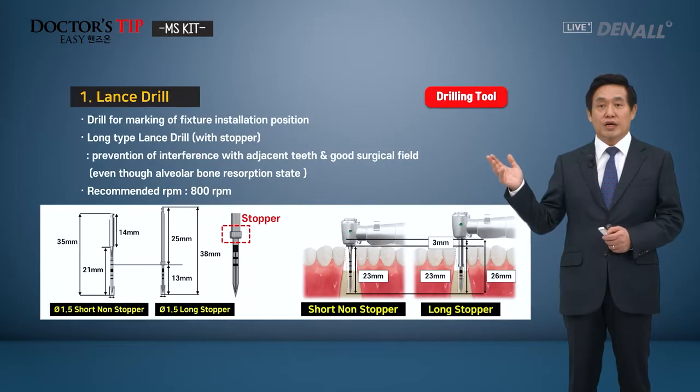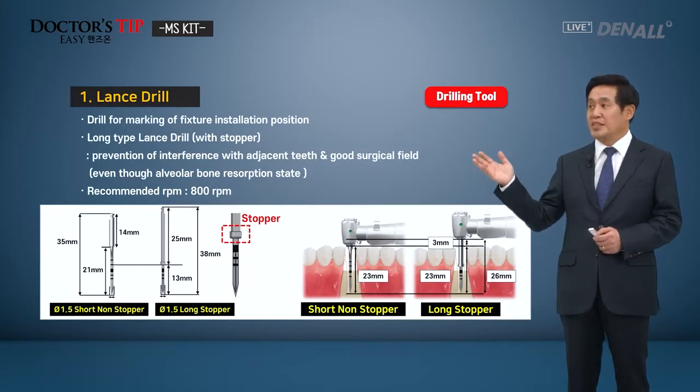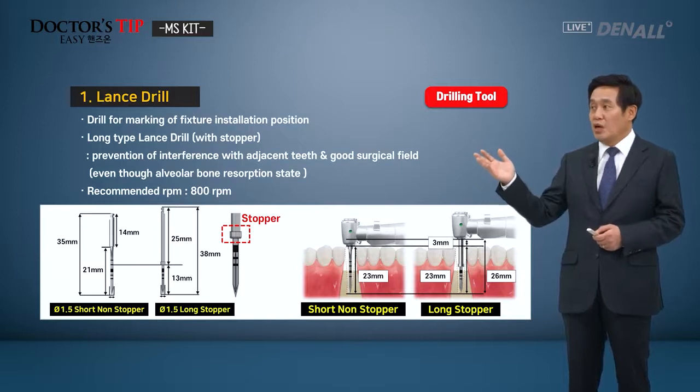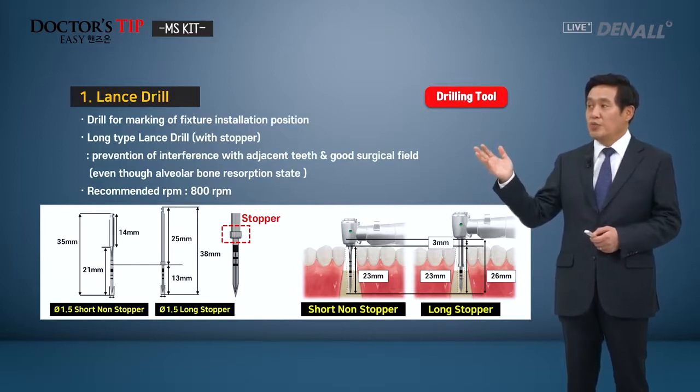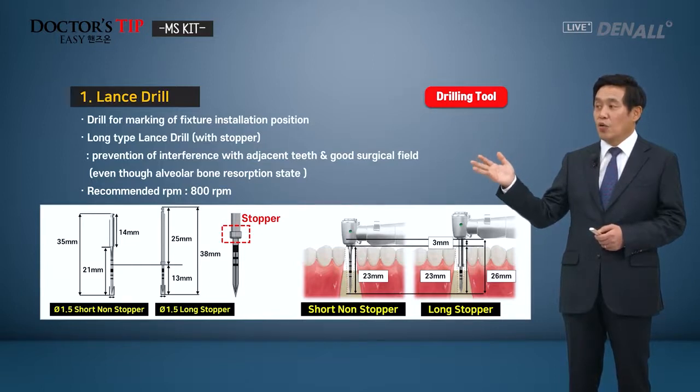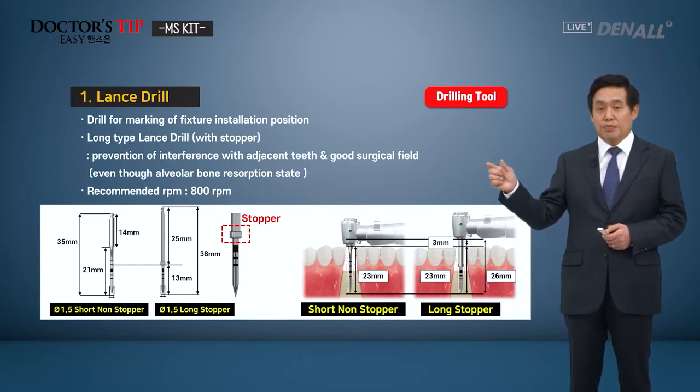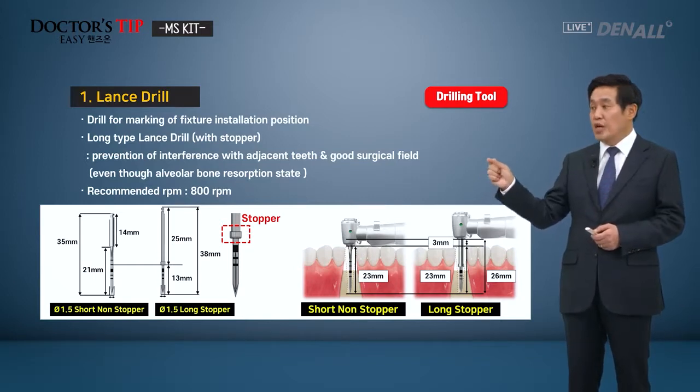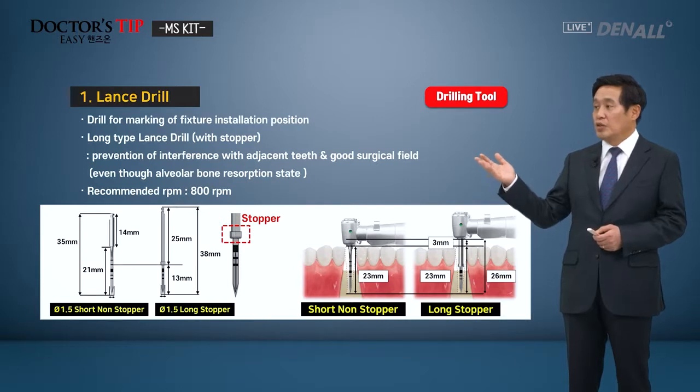And I will now talk about the drilling tool. First is the lens drill. As you are familiar with this, to place the implant, you use this for positioning and marking. And for the lens drill, you have a long type lens drill with stopper. So if you push in the lower anterior, if there's not much space, it can have interference with adjacent teeth and drilling might not be possible.